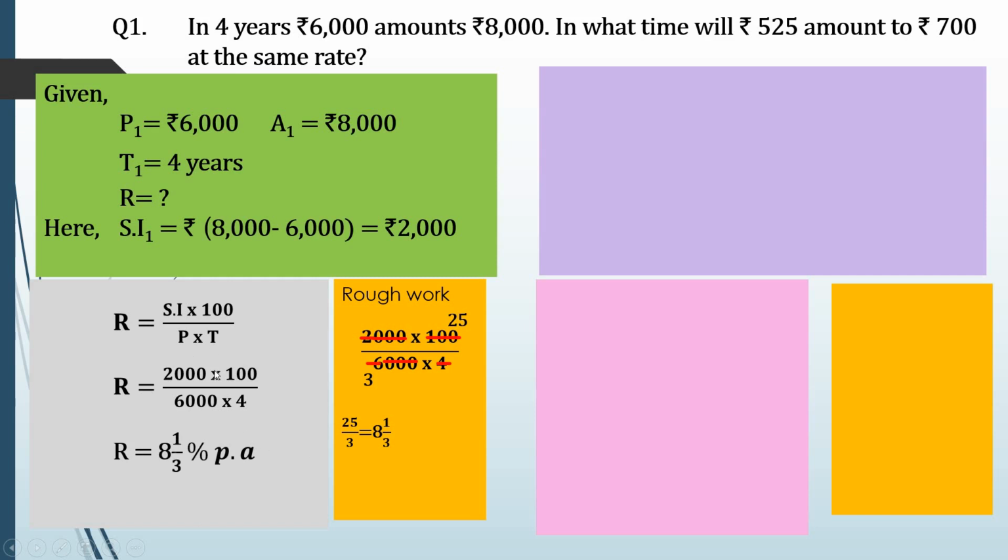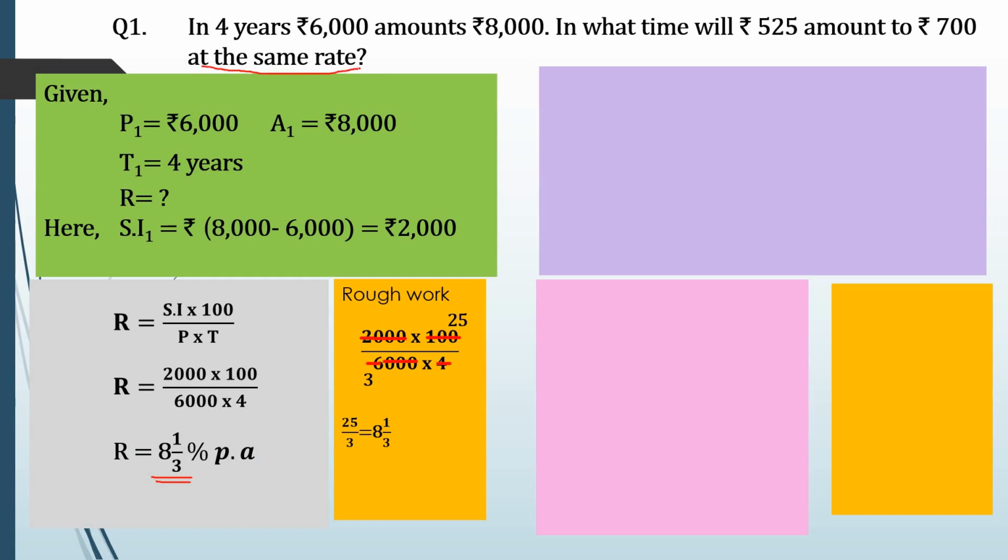the rate according to the first condition is 8 1/3% per annum. Why are we writing per annum? Because in the question the unit of time is years, so this rate will be per year, and in short we can write it as PA. So from the first condition we have found the rate, and the rate is 8 1/3%. We'll use this same rate because in the second condition it is mentioned that it is at the same rate.